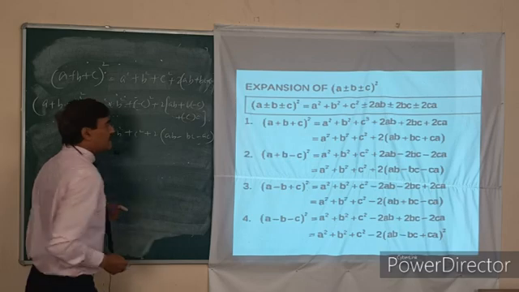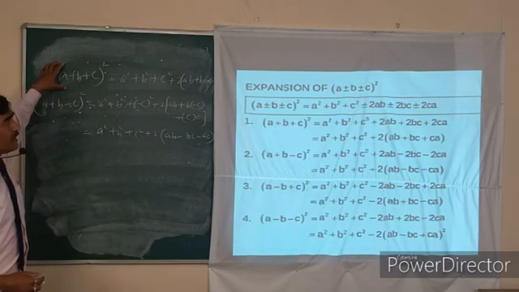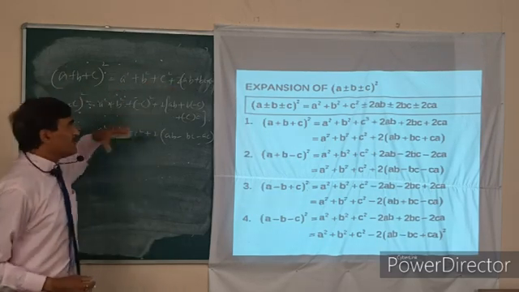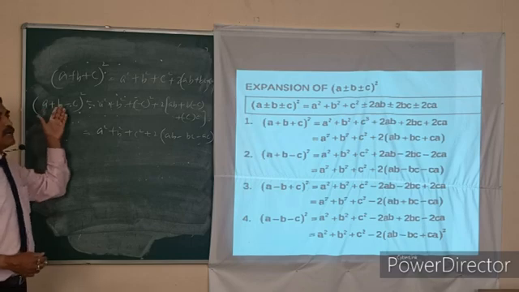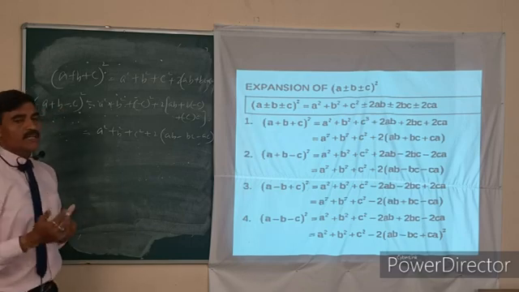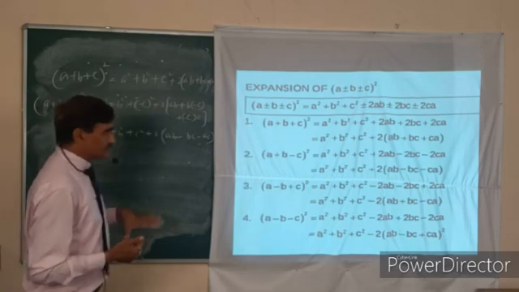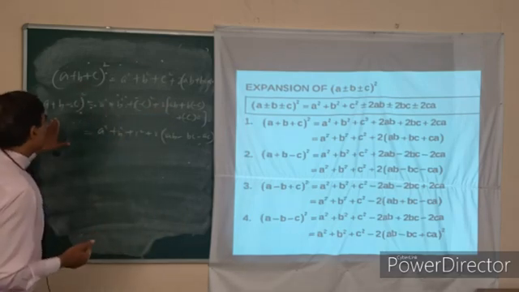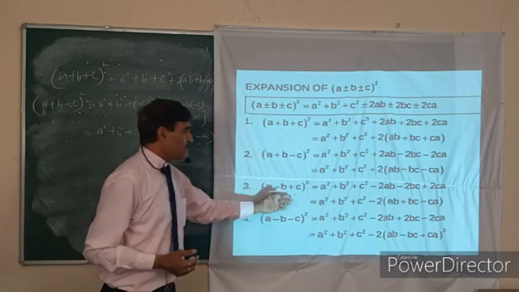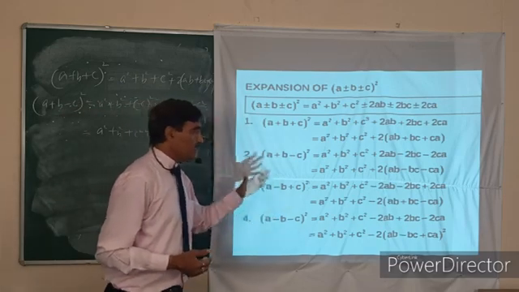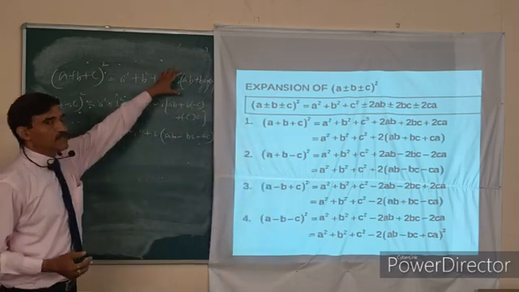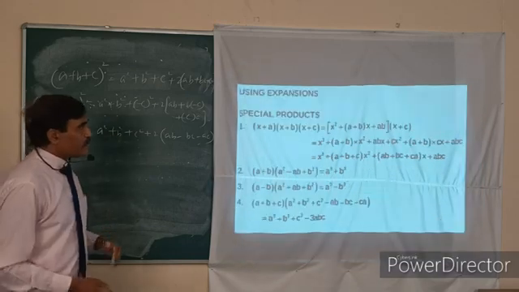So simply, if you remember only this formula, then whether it is minus b minus c minus a or a minus b minus c, whatever it may be, you put the values according to the sign over there and you will get the result. So we can have (a minus b plus c) or (a minus b minus c) similarly by substituting the values over here.